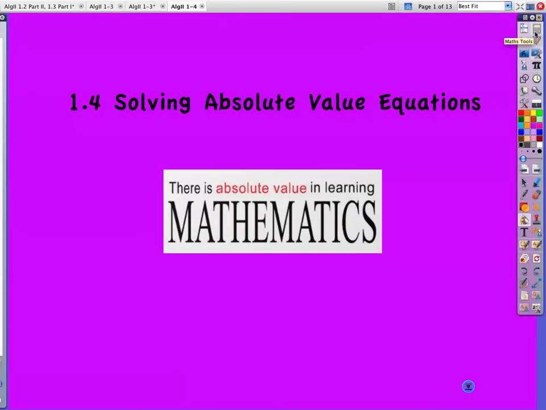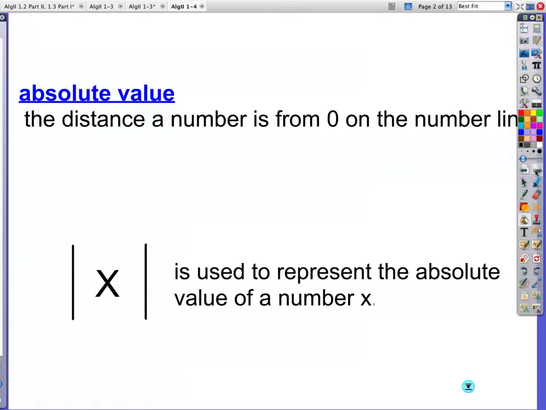Okay, section 1.4, solving absolute value equations. Absolute value is the distance from 0 on the number line. That's supposed to be a line there.